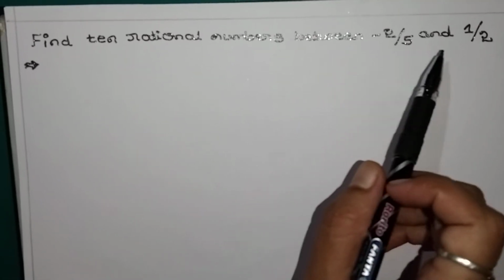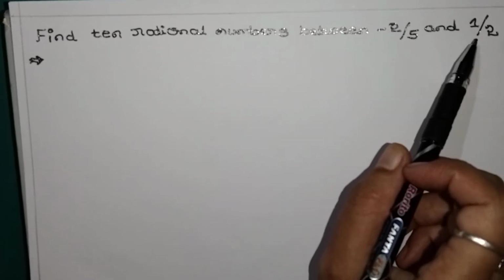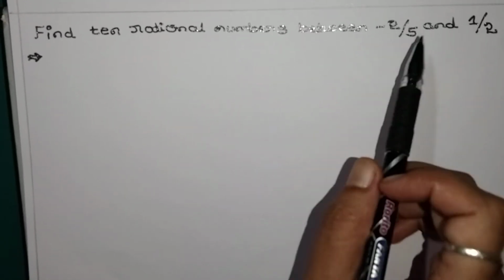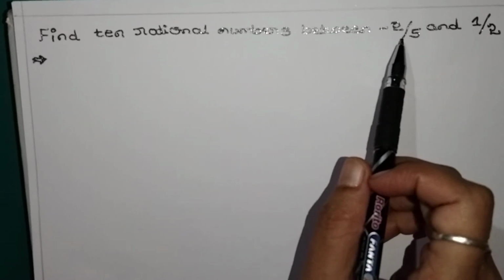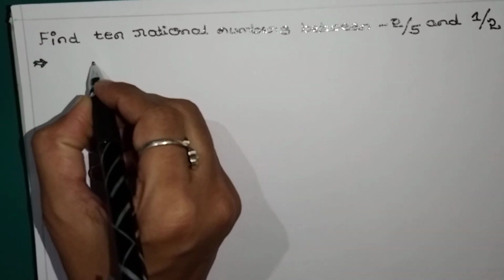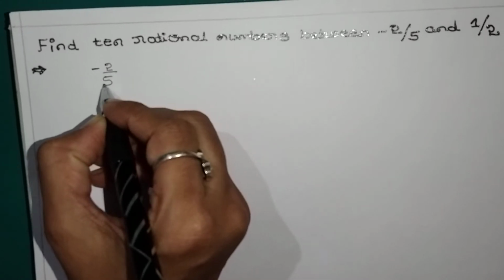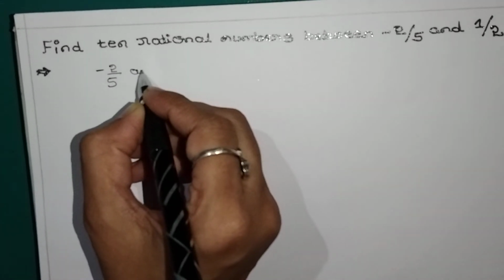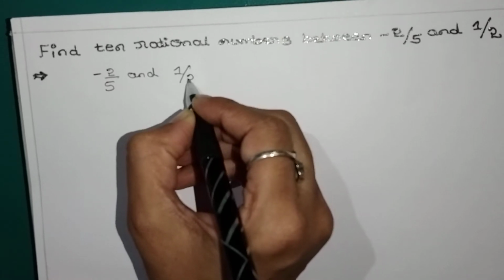And here, if you see, the denominators are different. So when the denominators are different, how do we find the rational numbers between the two rational numbers? So the numbers are -2 by 5 and 1 by 2.